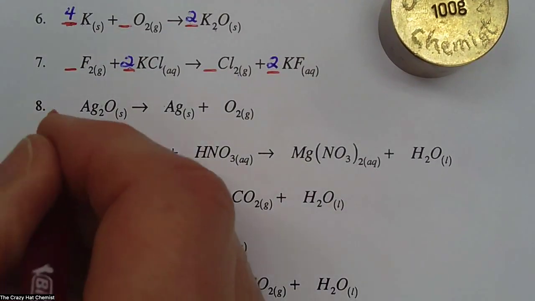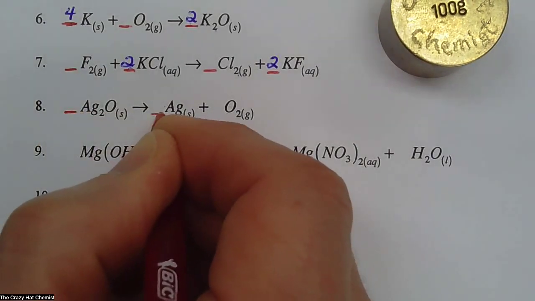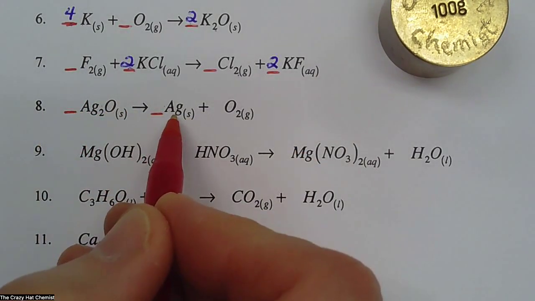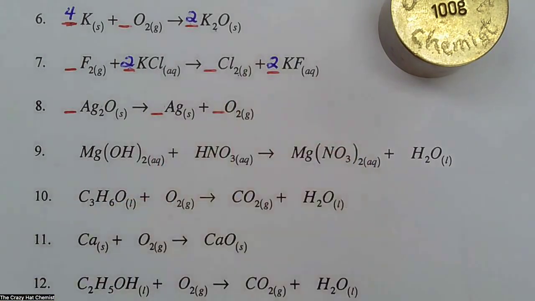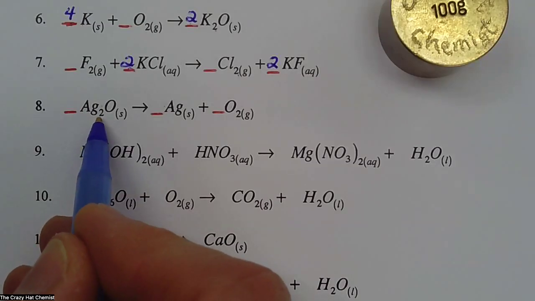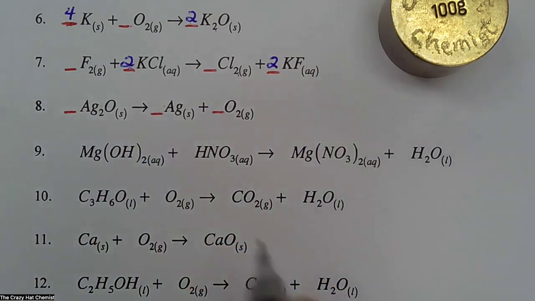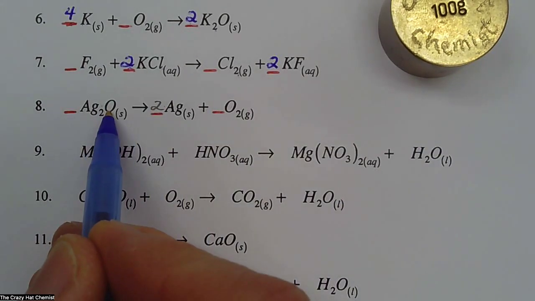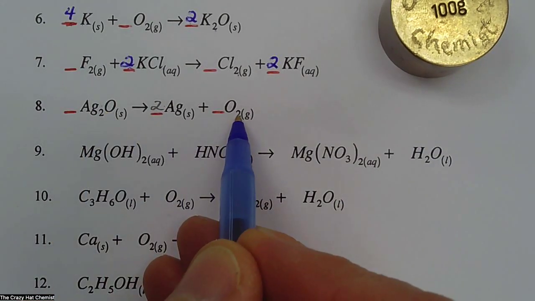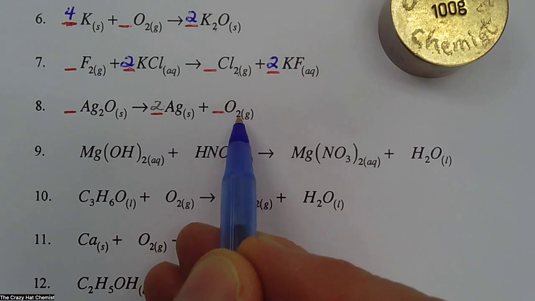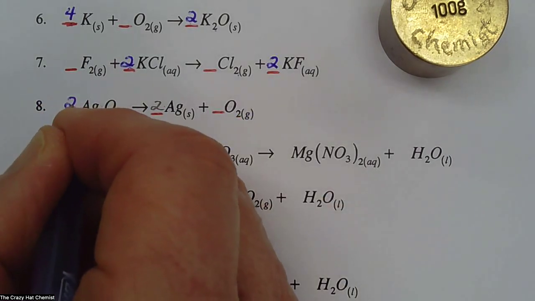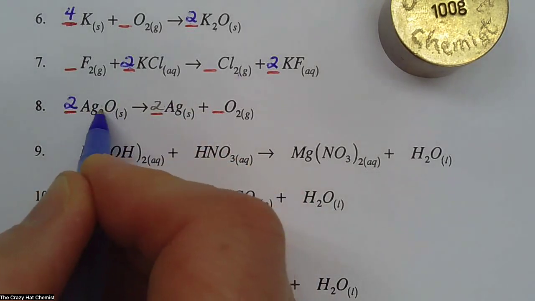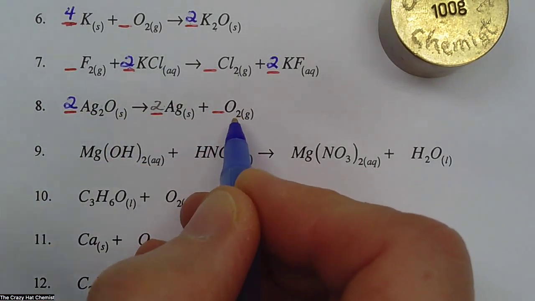For our next problem, this is a decomposition reaction for number 8. We have silver oxide produces silver and oxygen. Okay. All right, so there are 2 silvers on the reactant side and 1 silver on the product side. So I'm going to place a 2 right here in front of the silver. And then there's 1 oxygen on the reactant side and 2 oxygens on the product side. So that means I'm going to place a 2 in front here. That would give me 2 oxygens on the reactant side, of which there are 2 on the product side.